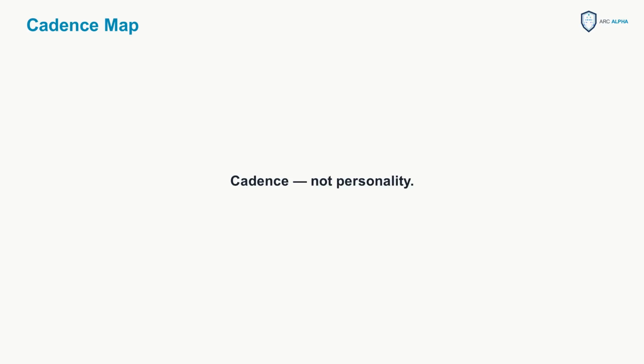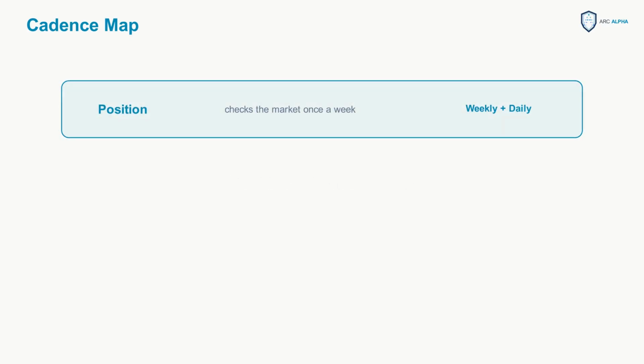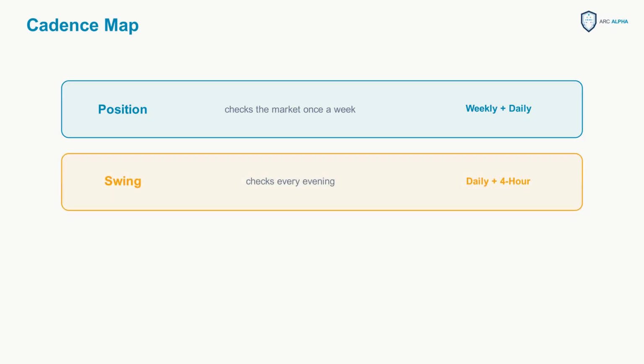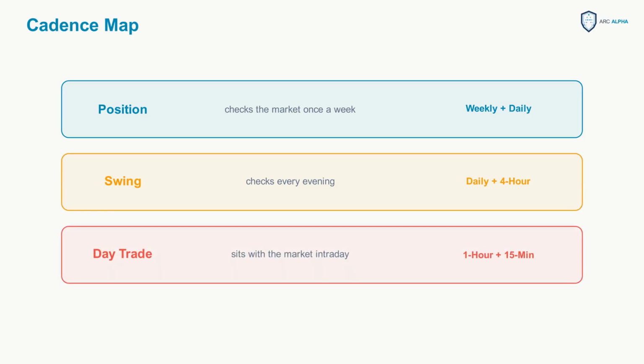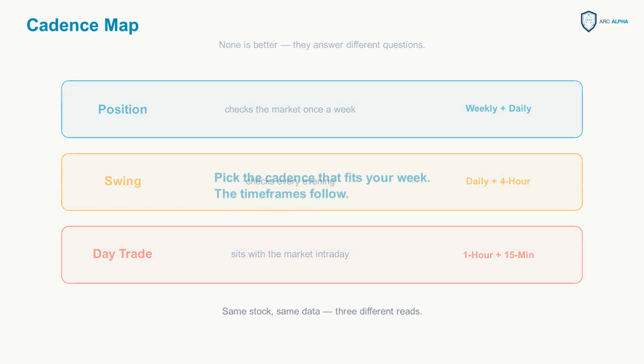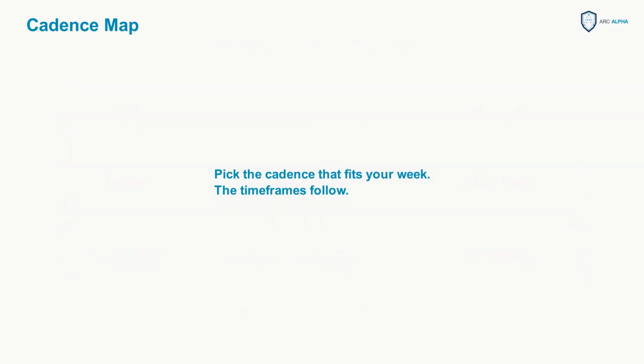Different readers focus on different time frames based on cadence, not personality. If you check the market once a week, you mostly read the weekly and the daily. If you check it every evening, you mostly read the daily and the 4-hour. If you sit with the market intraday, you mostly read the 1 hour and the 15-minute. Same stock, same chart data, 3 different reads because the cadence is different. None of them is better than the others, they're answering different questions. Pick the cadence that fits your week, the time frames follow from there.